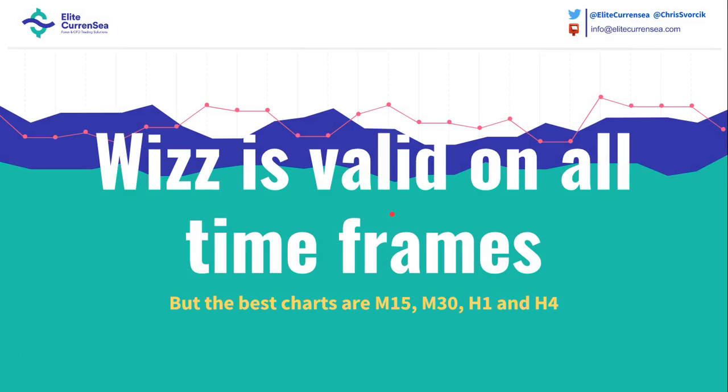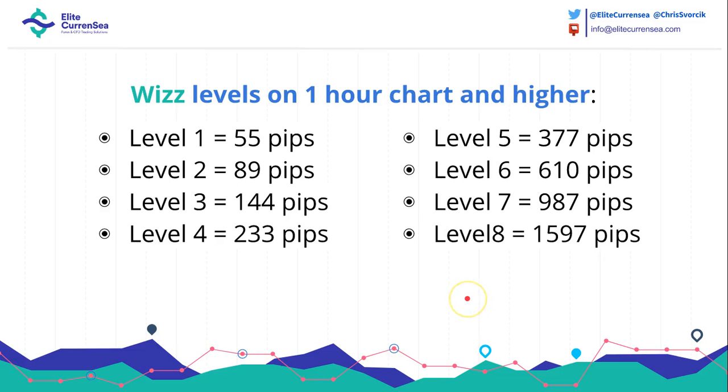Now, generally speaking, you might be wondering, okay, that's great, but what time frames can we use this Wizz tool for? And in my view, the best charts are the 15, the 30-minute chart, the 1 hour, and the 4 hour. That's what this tool has been built for. But I think the principle is valid for all time frames. The Wizz script itself is best used for these 4 time frames.